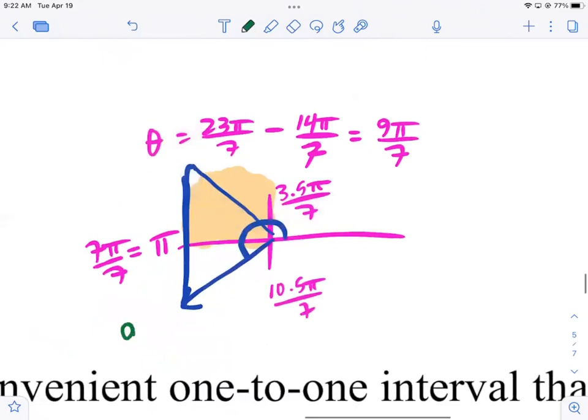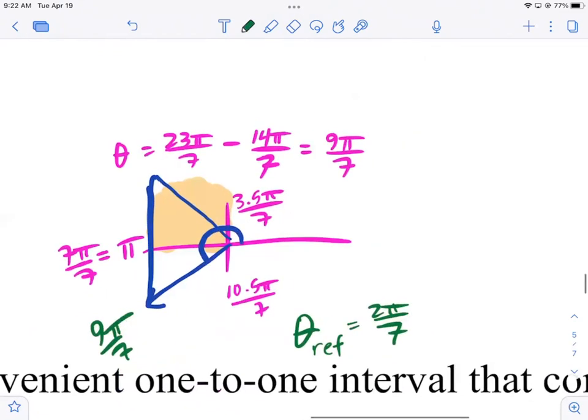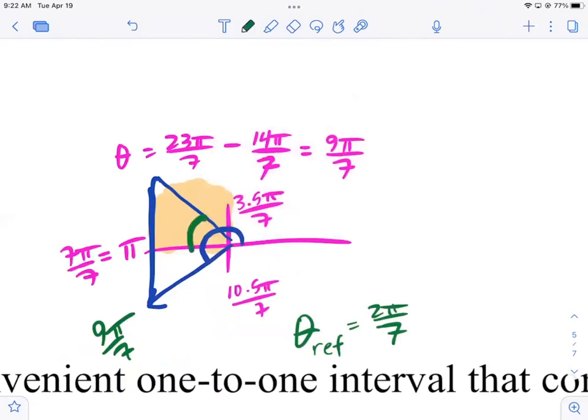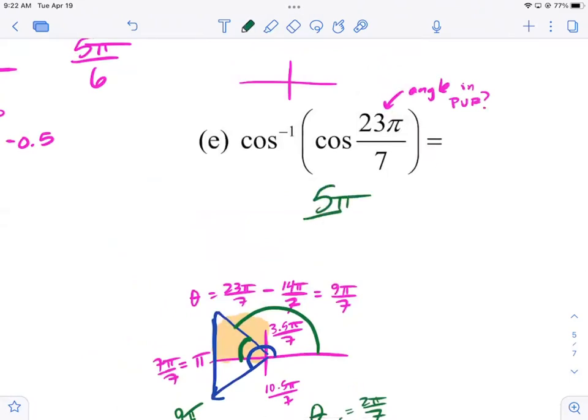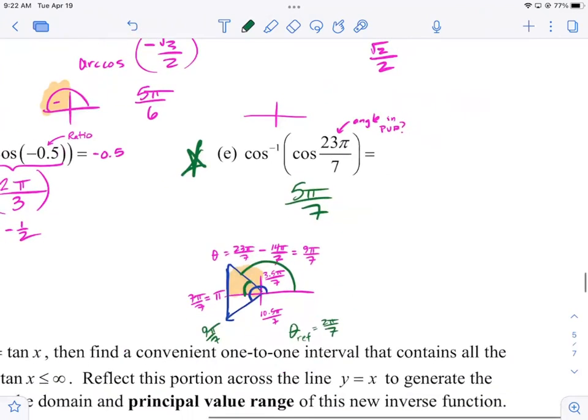be. Well, how far is it from 7 pi over 7 to 9 pi over 7? 2 pi over 7. So is your answer 2 pi over 7? No, that means this is 2 pi over 7. And our angle needs to be 2 pi over 7 short of a half rotation. So 7 minus 2 is 5 pi over 7. Yes.